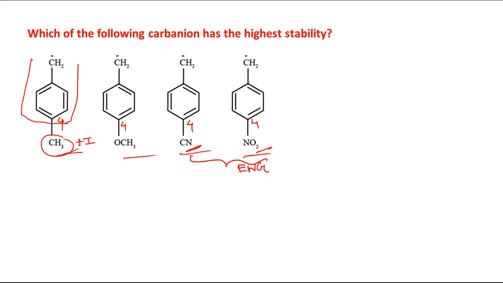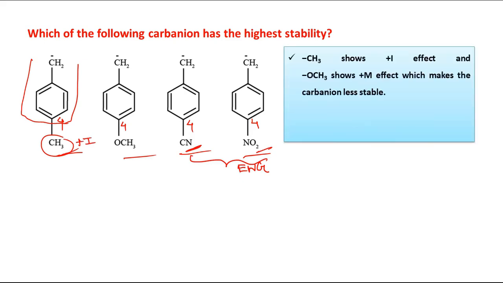Now among these two electron withdrawing groups, which one is more electron withdrawing? It is obviously the NO2 group. So among these 4, NO2 will give the maximum withdrawing effect. That is why it will be more stable. So CH3, this methyl group, shows a plus I effect. Then OMe shows plus M. This is plus I, this is plus M. So obviously these two are not our answer.